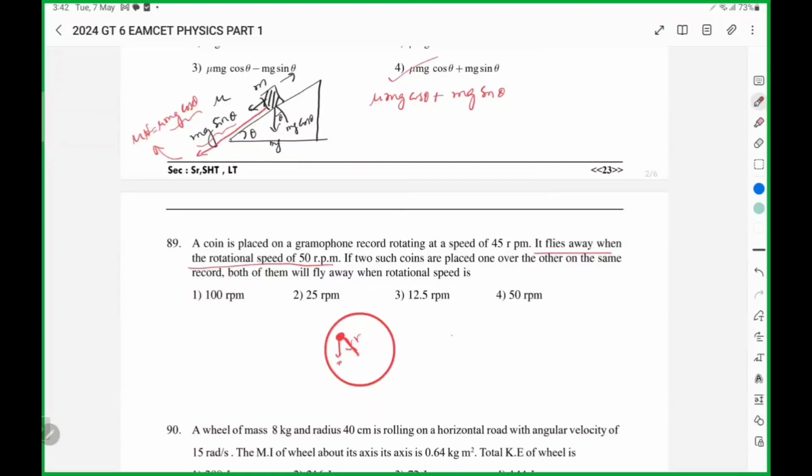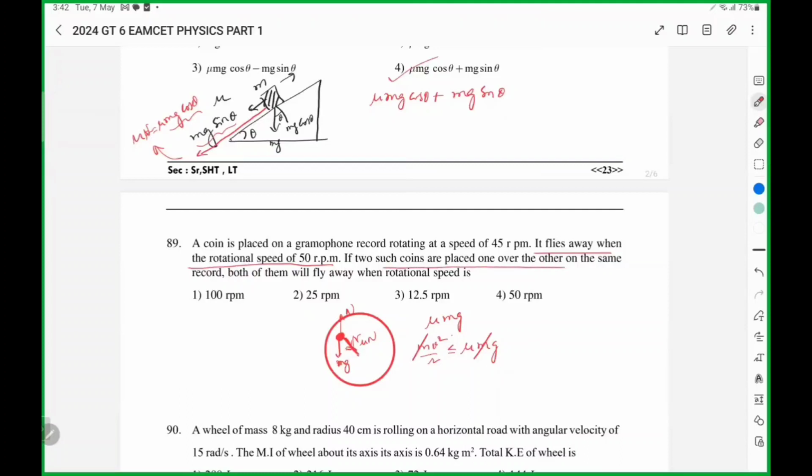The coin's weight acts in the downward direction, so the normal reaction will be upward. What is the force acting towards the center? That is the frictional force. Once the centripetal force dominates, then it flies away. So as long as the frictional force is sufficient to balance the centrifugal force, the coin stays on the gramophone record.